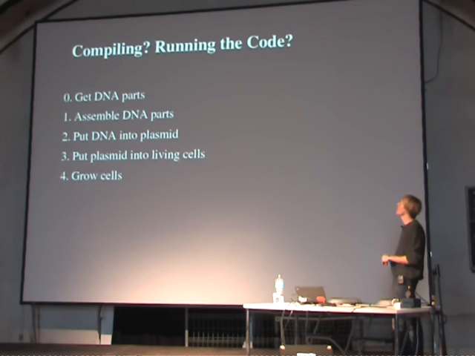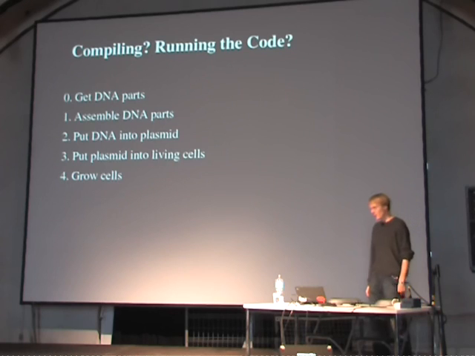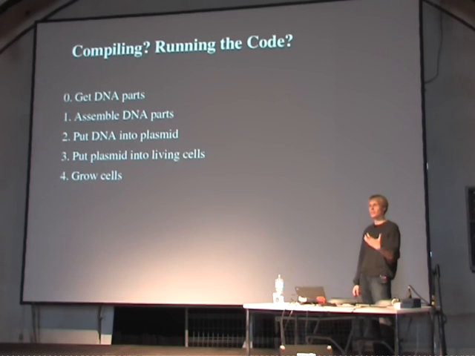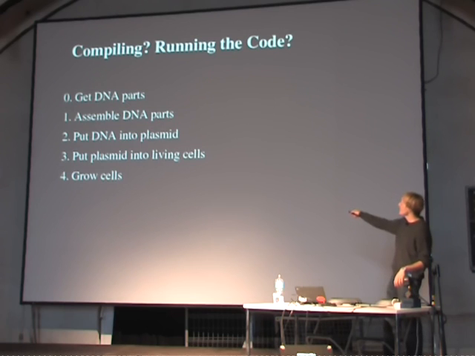Okay, well, how do we compile and run the code? Well, there's no real equivalent to compiling in DNA because we're still working with the base code. We're still working at the machine code level. We don't really have abstract programming languages yet. So we have to take these parts and combine them, and that's called assembling the parts. And you can get the parts in different ways.